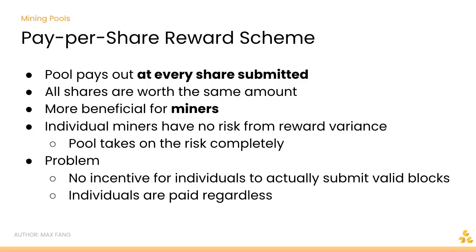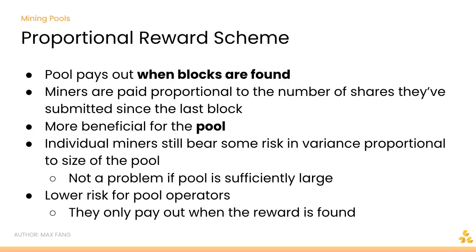So they might just think, if I find this valid share already and I'm already going to get paid, then I'm just going to submit this valid share and not wait until I actually find the valid block, because if I submit a share, I still get paid anyways. But this is not the case in the proportional reward scheme, because the pool only pays out when the blocks are found. So miners are paid proportional to the number of shares they've submitted since the last block.